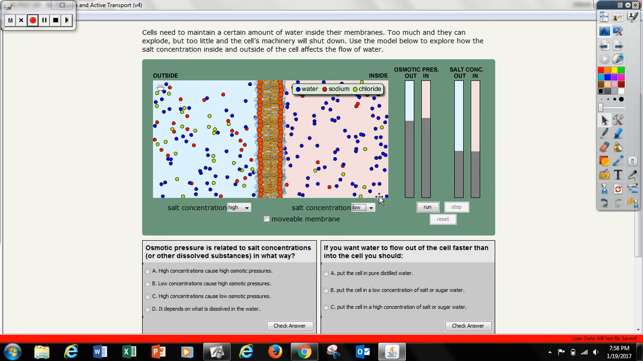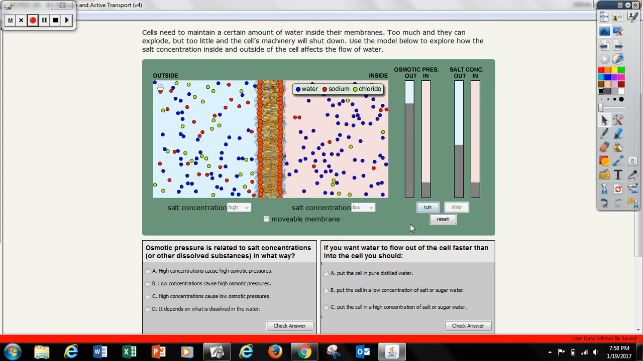All right, so again, I'm going to run this just quickly and then we're going to stop it so that we can see what's going on. So here we have two ideas. We have osmotic pressure, which is here, and then we have the salt concentration, which is here. So obviously the outside of the cell has the higher salt concentration.